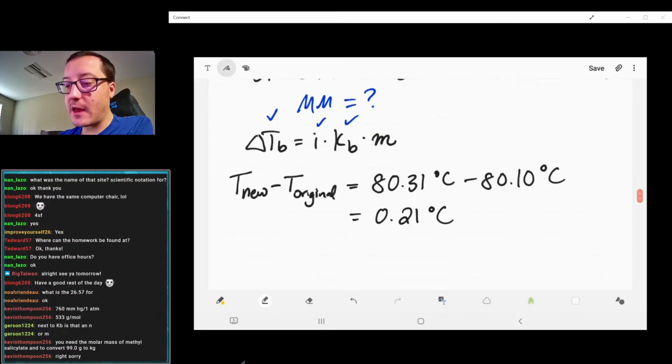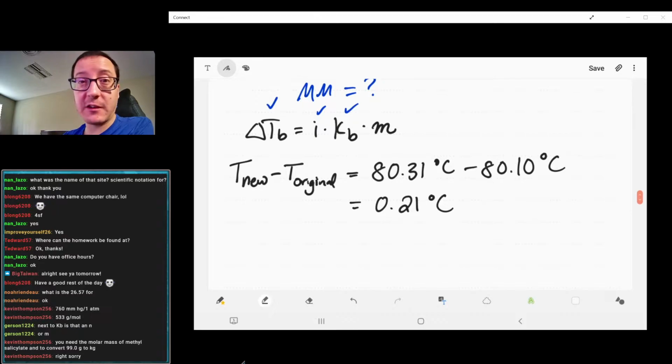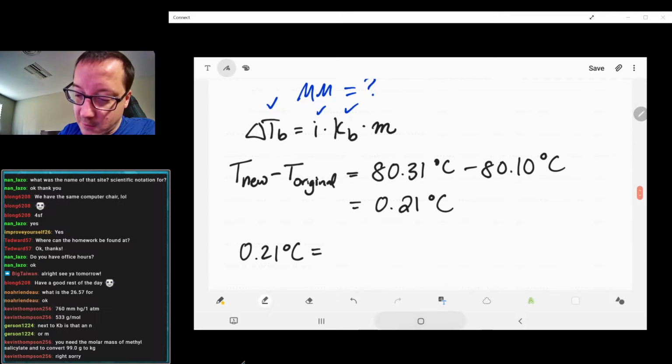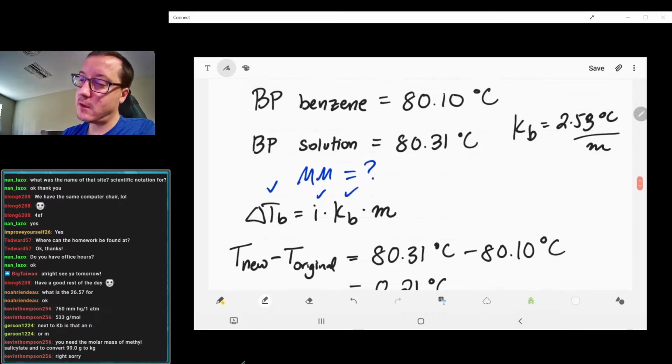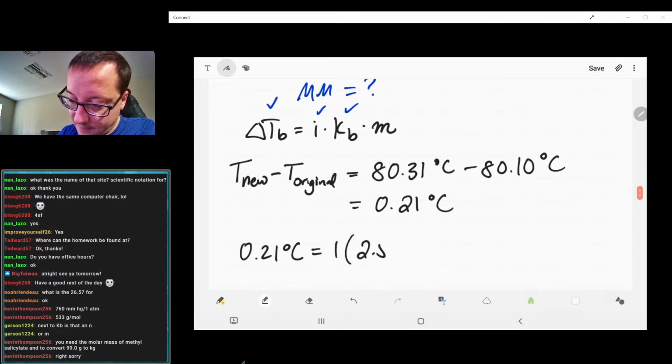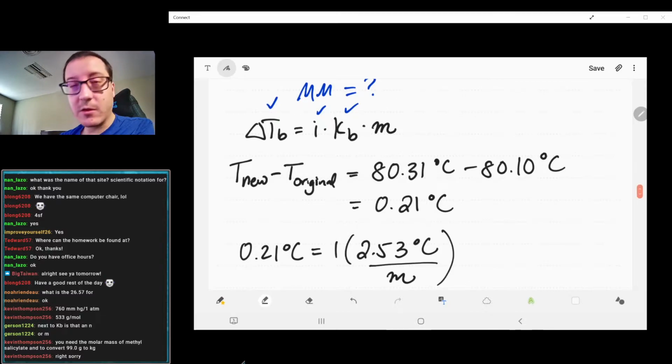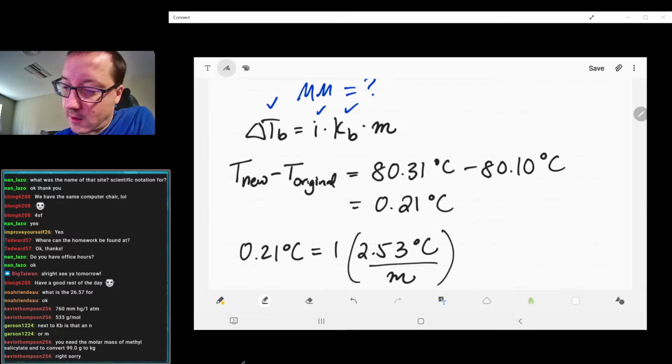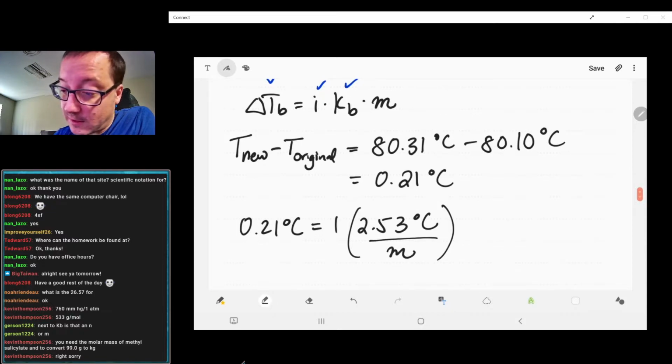Normally, if we were just figuring out what the change would be, that's how we would do it. But this time we're looking for the molar mass. So we know that delta TB is 0.21 degrees Celsius. We have 1 times 2.53 degrees Celsius per molal. And then times our molality, which we do not know.